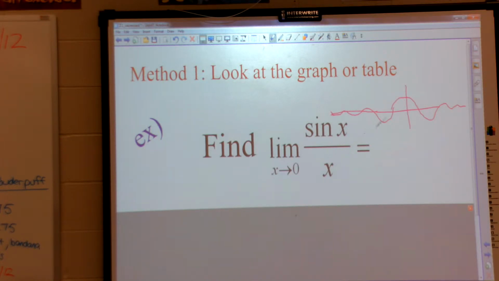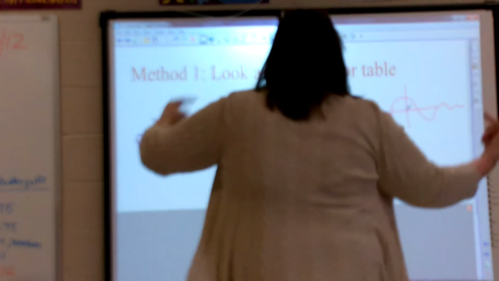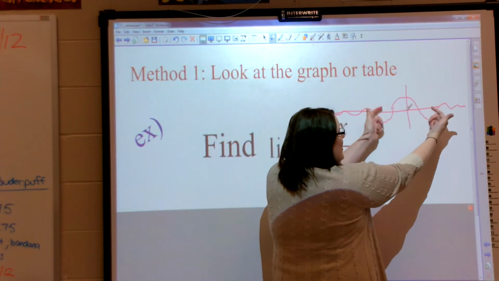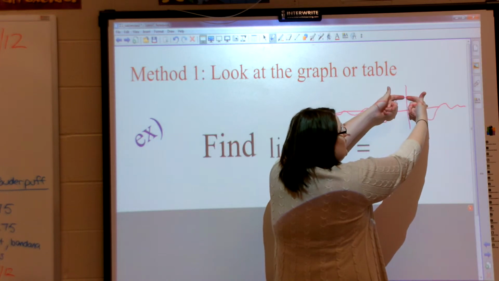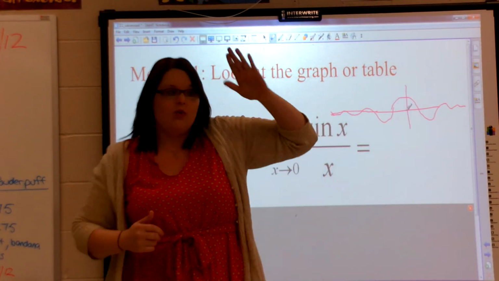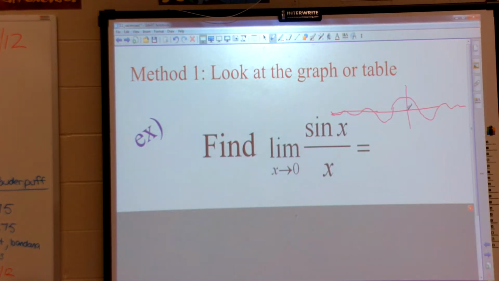Okay, here we go. So as I close it, now you have to look at both sides. So you have to look coming from the left and the right. So as I get closer and closer to 0, coming that way, where's my function going? To 1. You're looking at the y. The limit is always the y value. So I can conclude the limit is 1.